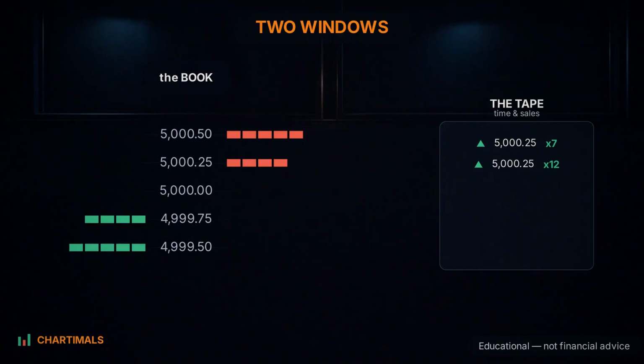that actually happened. Each line on the tape, traders call it a print, is one real trade, a price, a size, a time that changed hands. So the book shows what's promised, the tape shows what got done.